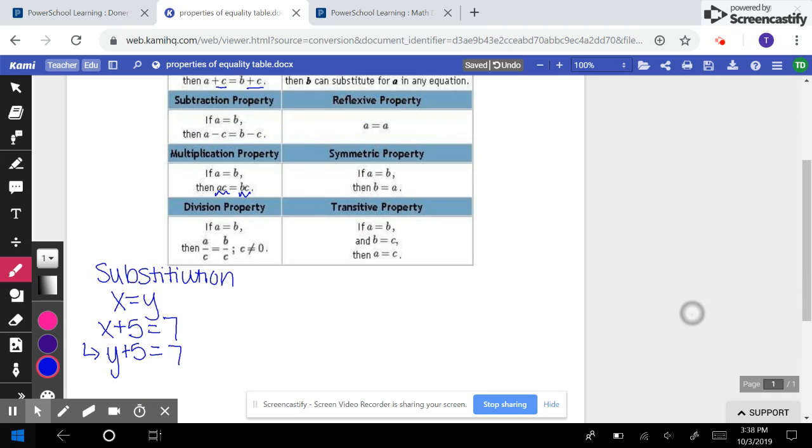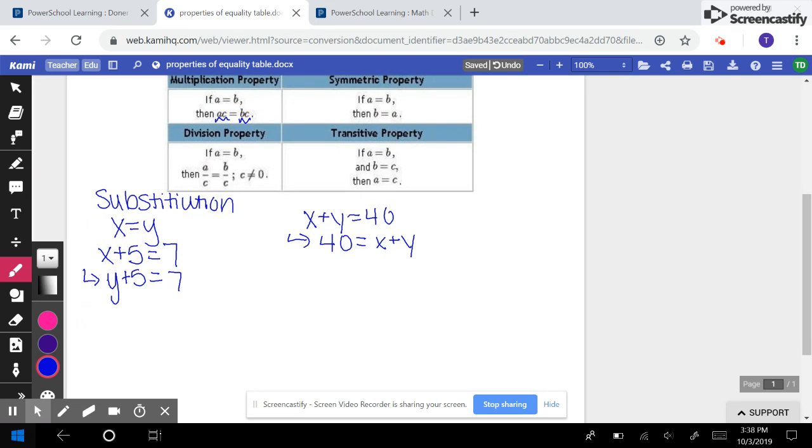The symmetric property tells us if A equals B, then B equals A. What that means is we can switch the order on which side of the equal sign things are. We can't say x plus y equals 40 and say x equals 40 plus y. We can't just change them, but we can rewrite them. So if we have x plus y equals 40, we can rewrite that as 40 equals x plus y.